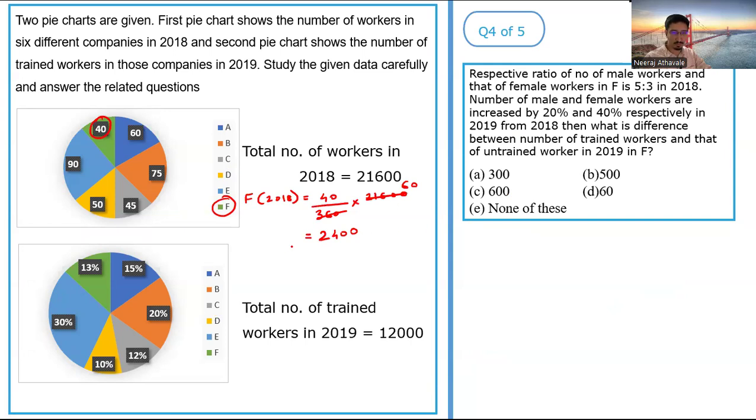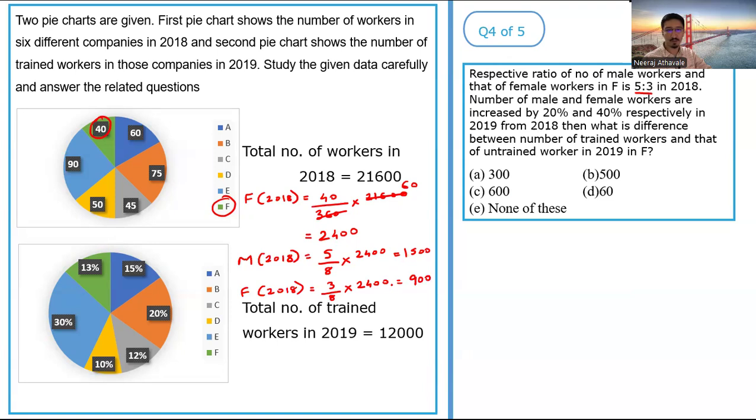Okay. So we want both. So male in 2018 will be 5 upon 8 into 2400. Why 8? Because it is 5 plus 3. So this comes out to be 1500. Female in 2018 will be 3 upon 8, or you can also subtract 1500 from 2400. So we get the answer as 900. We can also do it like this.